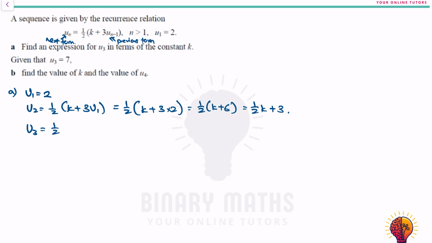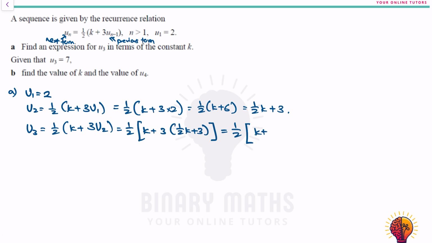u3 will be equal to half times k plus 3 times the previous term, which is u2, which is equal to half times k plus 3 times half k plus 3, which is equal to half times k plus 3 over 2 k plus 9, which is equal to half times k plus 3 over 2 k is 5 over 2 k plus 9. If I times everything by half, I get 5 over 4 k plus 9 over 2.